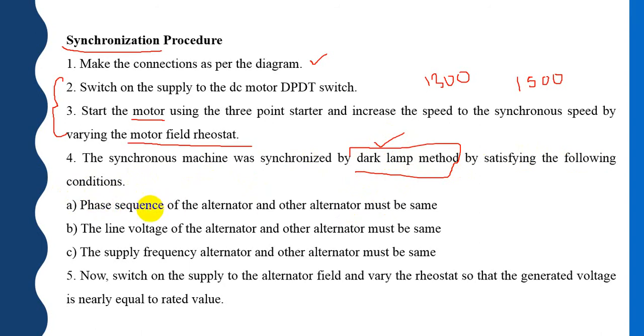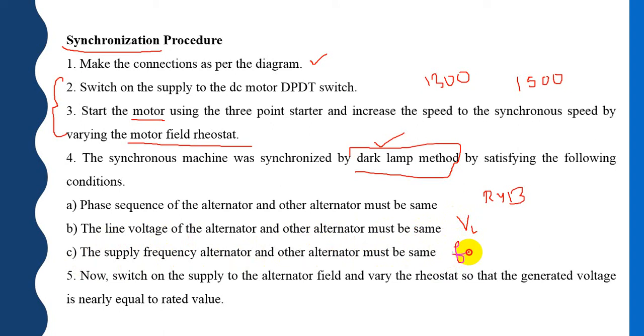The first condition is that the phase sequence of the alternator and the other alternator must be the same. Say for example, if you are using a phase sequence of RYB, that should be the same with the other alternator. That you should check by using the dark lamp method. Recall the concept. Next, the line voltage of the alternator and the other alternator must be the same. Yes, you should check the second condition. Next, the supply frequency of the alternator and the other alternator must be the same.